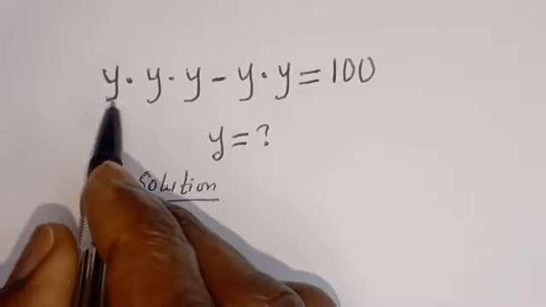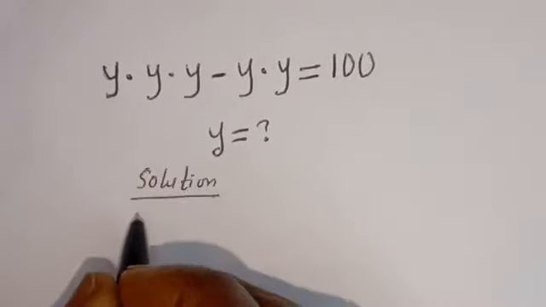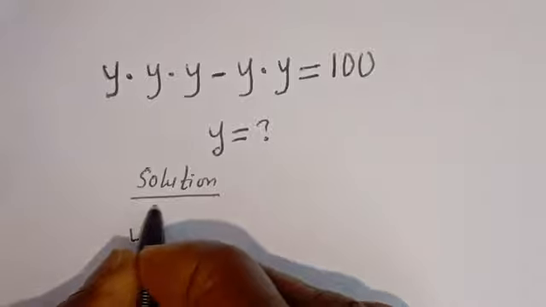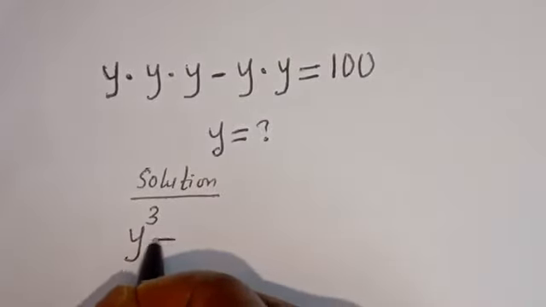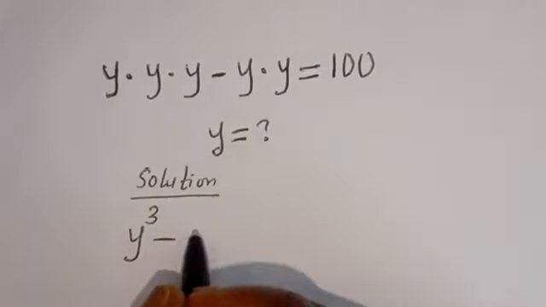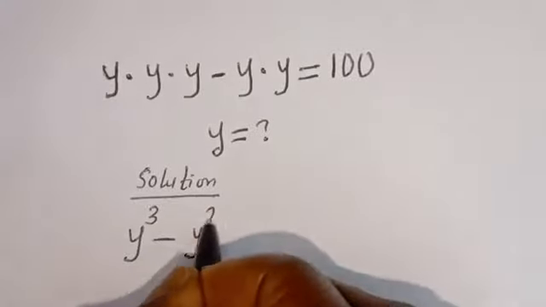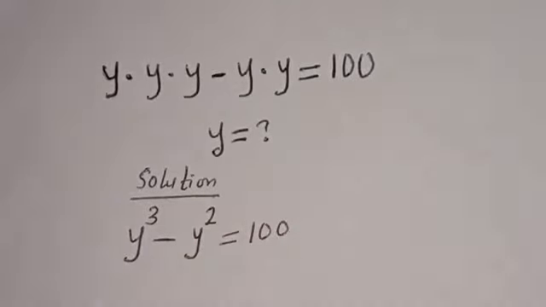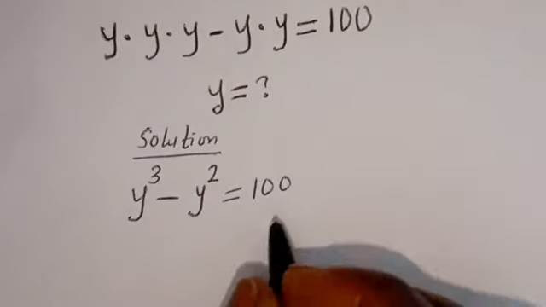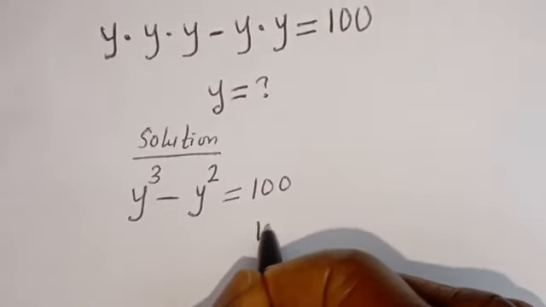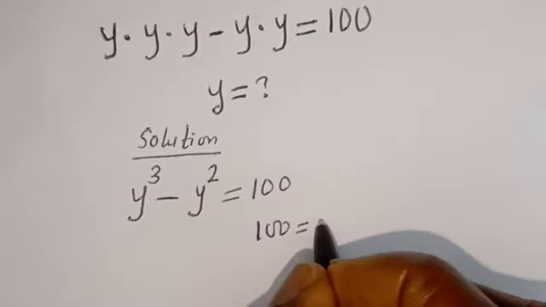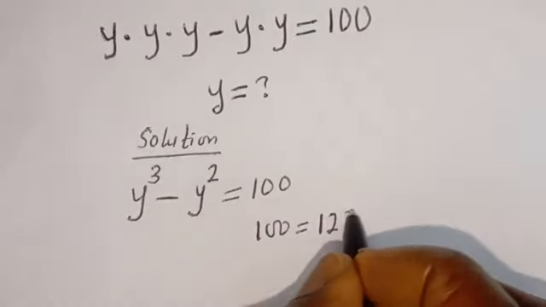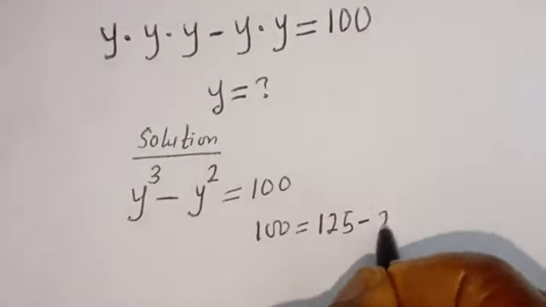Then here we have y multiplied by y multiplied by y, this is y to the power of 3, minus y multiplied by y, this is y square, is equal to 100. But 100 is equal to 125 minus 25.